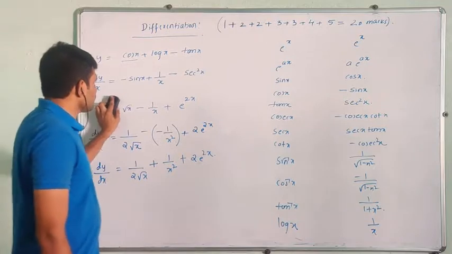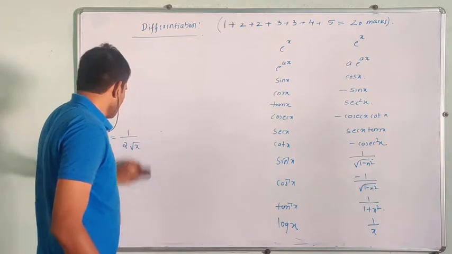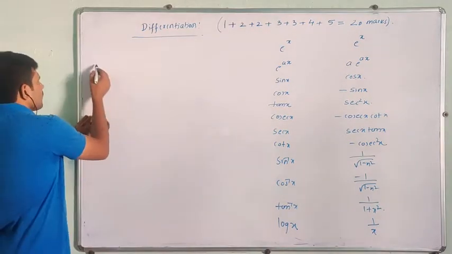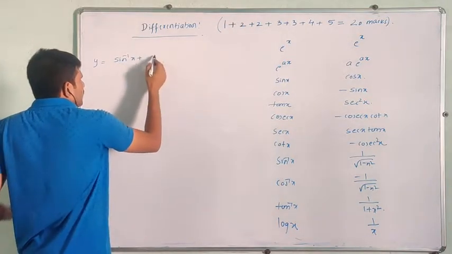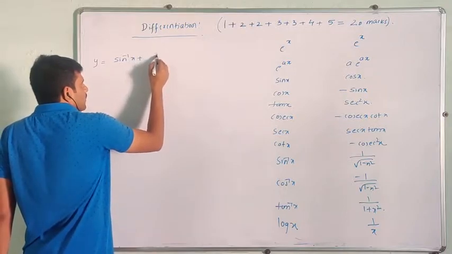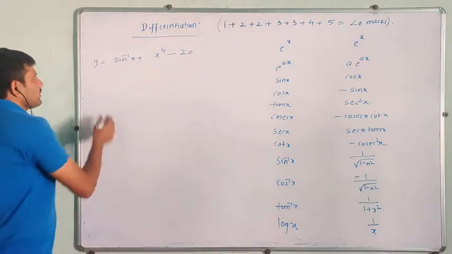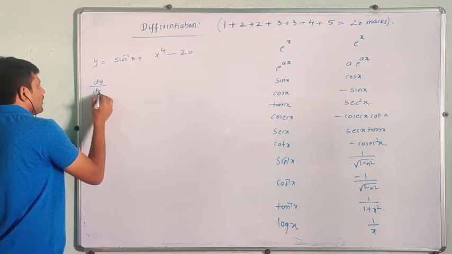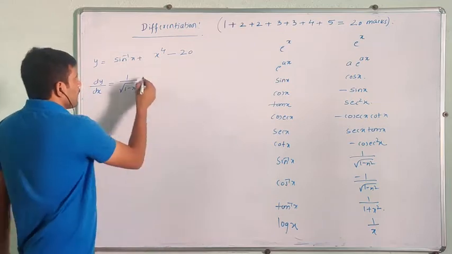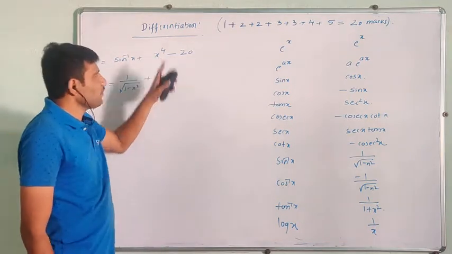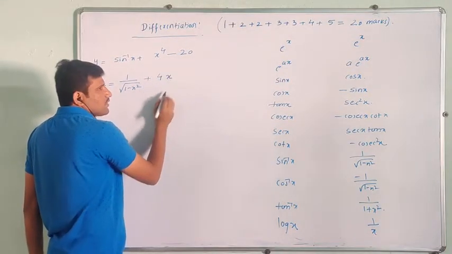So when we have multiple functions, we have to differentiate each function independently. Y is equal to sin inverse x plus x power 4 minus 20. So differentiate. When we differentiate, dy by dx, the derivative of sin inverse x is 1 by root of 1 minus x square, plus the derivative of x power 4. What is the derivative of x raised to n? It is n into x raised to n minus 1.